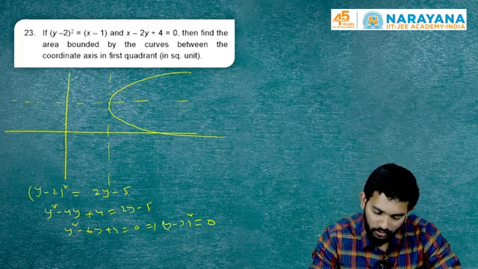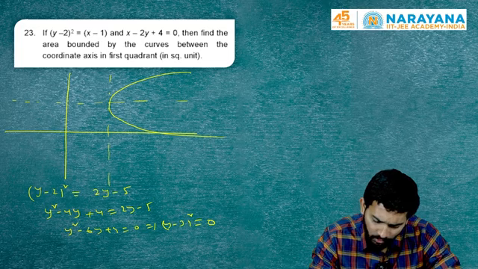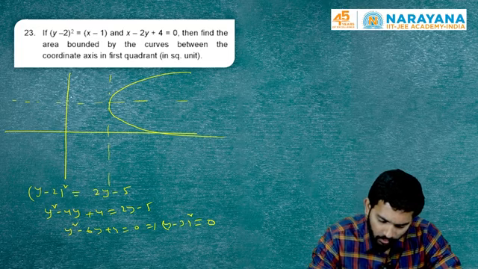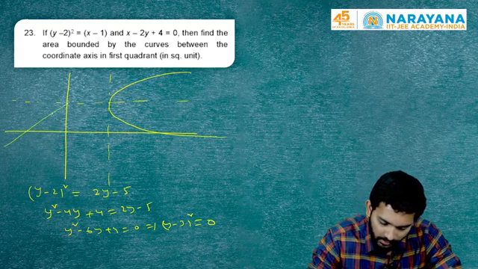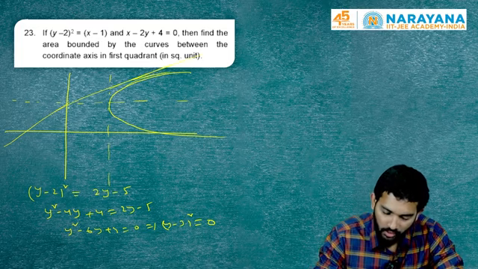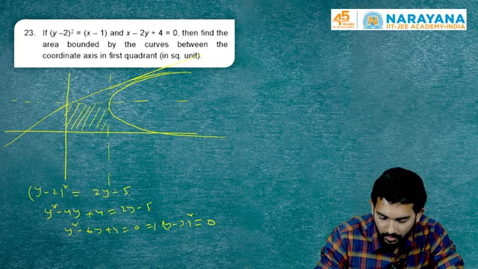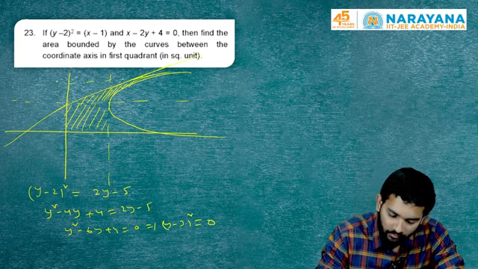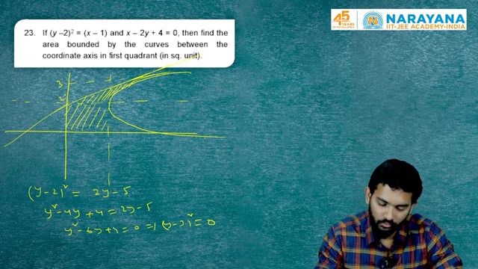And it is also passing through, when I put x = 0, y = 2. So the line will be something like this. It is a tangent like this. So between the coordinate axes in the first quadrant means I'll get this area plus this area. And this point is y = 3. This is y = 2.